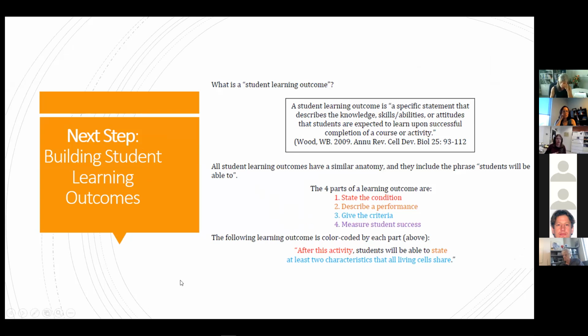The first thing is to state the condition. That's usually in some sort of a time frame. Then you describe the performance. That's usually a verb. Oftentimes it gives you the idea of the degree of knowledge that they have to have, or whether they have to apply or evaluate. So the performance, and then the criteria would be at what level, and then the measurement of student success.